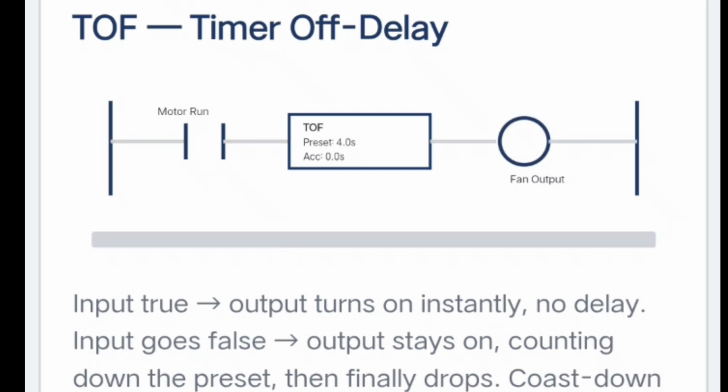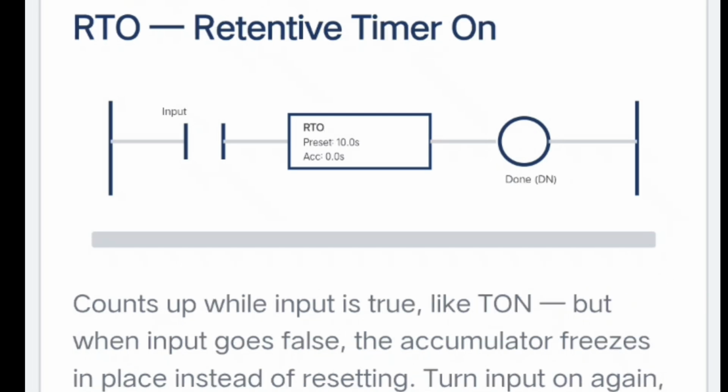This is exactly your cooling fan example. Input is motor running. Output is fan on. The instant the motor starts, the fan starts too, no delay needed there. But the moment the motor stops, you don't want the fan to stop with it. You want it to keep running for, say, 3 more minutes to carry residual heat away. That delayed dropout is TOF.